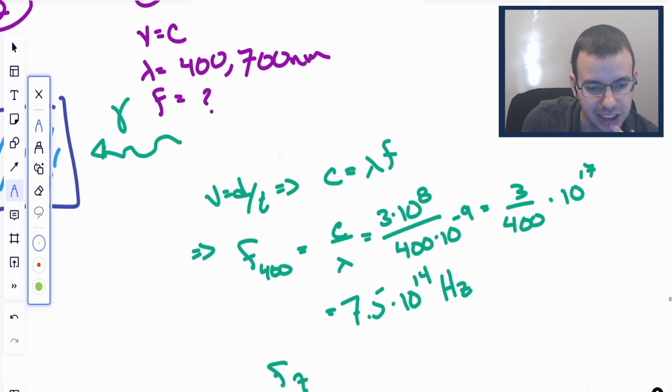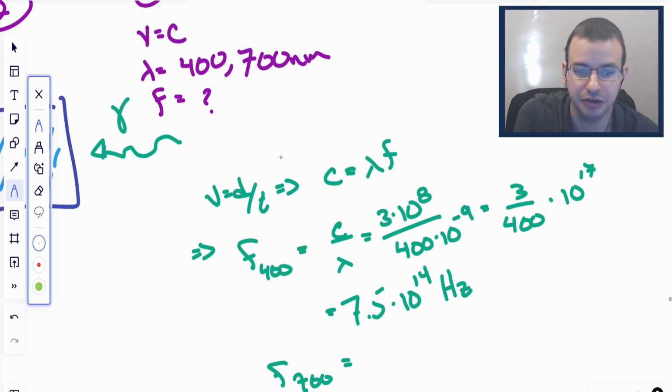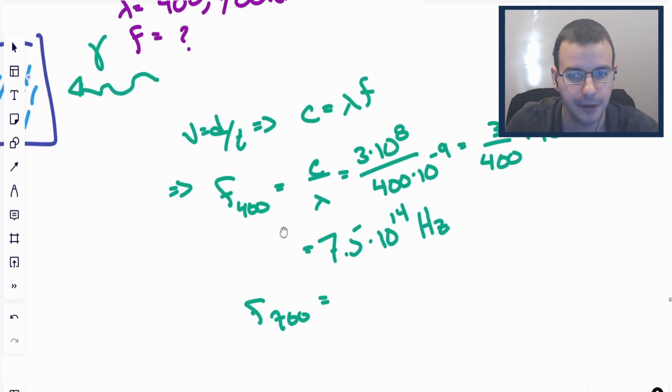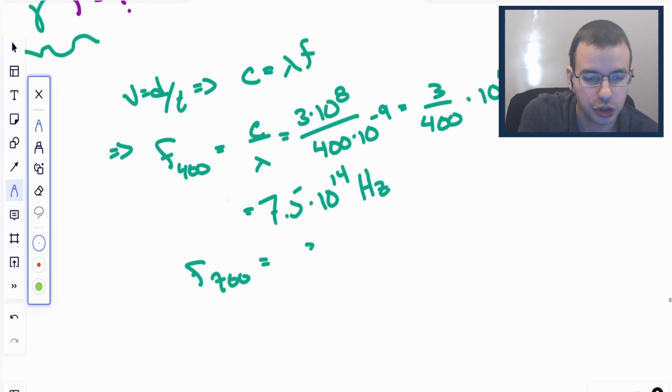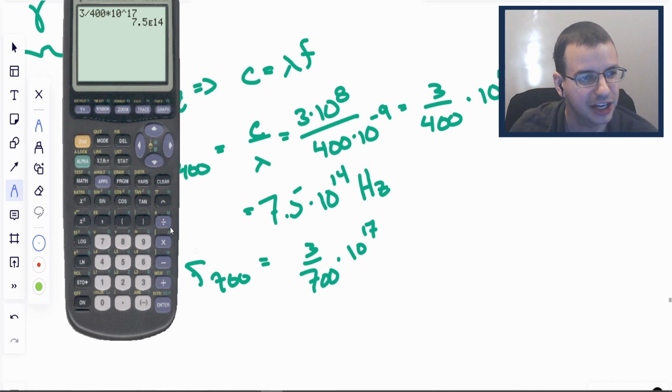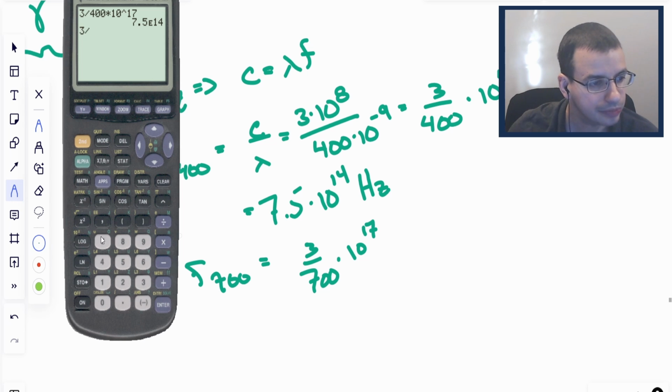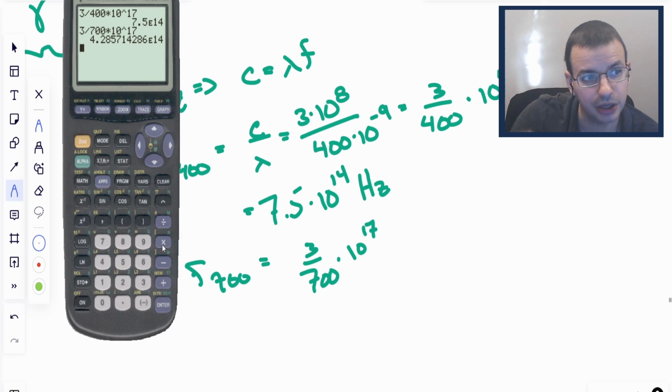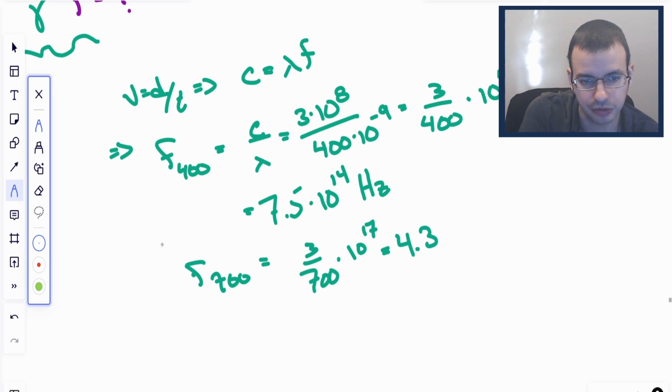All right, then we're going to do the same thing for the frequency of the 700 nanometer. I'm going to call that F700. That's going to give us 3 over 700 times 10 to the 17th. There's probably some clever math thing I can do to find that, like multiplying by 4/7, but that's okay, I'm not going to do that. 3 divided by 700 times 10 to the 17th gives us a frequency of 4.3 times 10 to the 14th hertz.